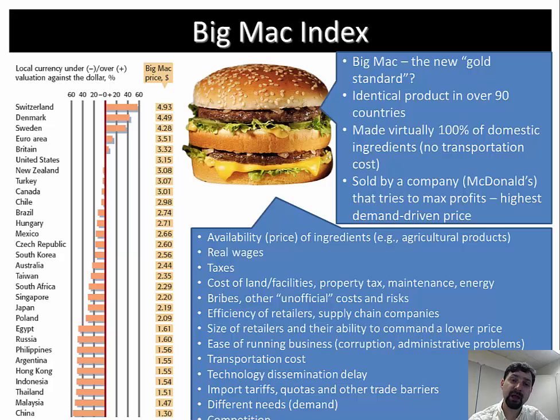Taxes can be different. Cost of land and facilities, again, renting a shop for McDonald's in Manhattan will cost you more than somewhere in a smaller town. Could be some sort of bribes, again, McDonald's, I don't think bribes are involved in that business, but in some businesses you have to kind of smooth your way by paying bribes, and that may add to the price. Size of the retailers, the logistics, the network, the efficiency with which the product can be delivered to the retail site. Technology, all those kinds of things can in different ways affect prices of products.